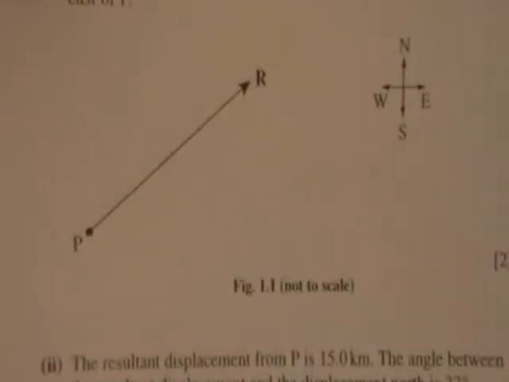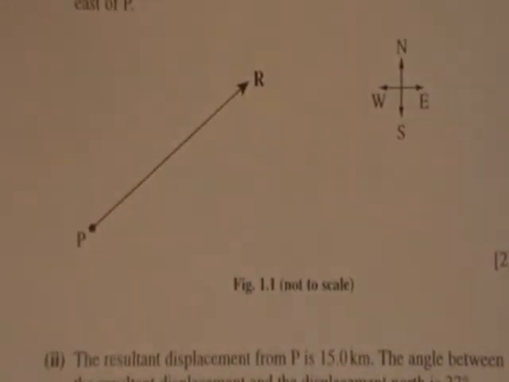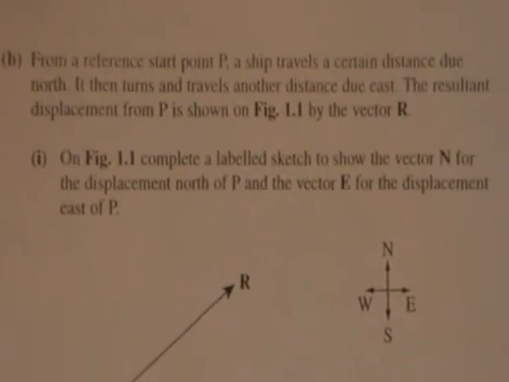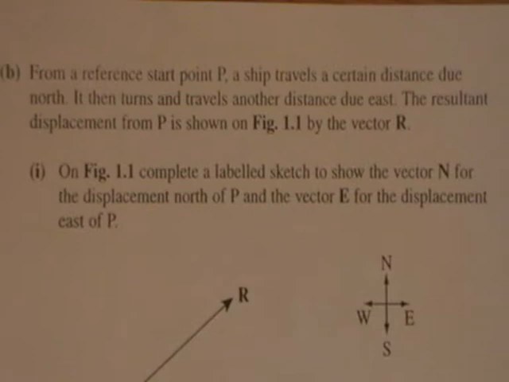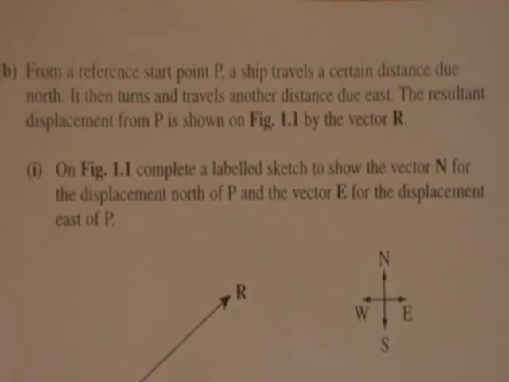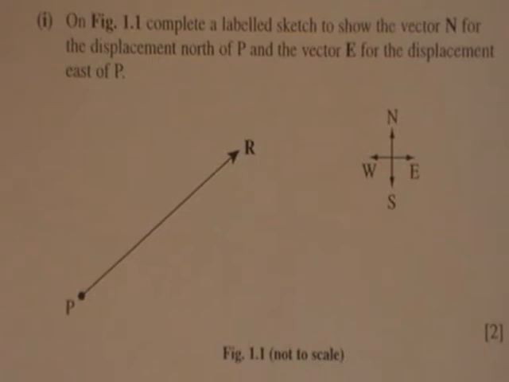The second part of the question is about vectors. And it says from a reference point P, a ship travels a certain distance due north. It then turns and travels another distance due east. The resultant displacement from P is shown on figure 1.1 by the vector R. So there's where its resultant vector is. On figure 1.1, complete a labelled sketch to show the vector N for the displacement north of P and E for the displacement east of P.